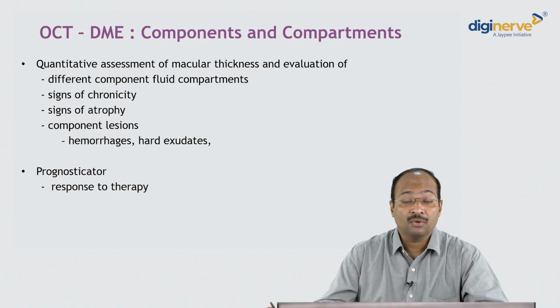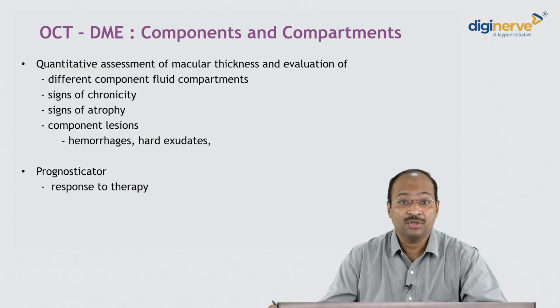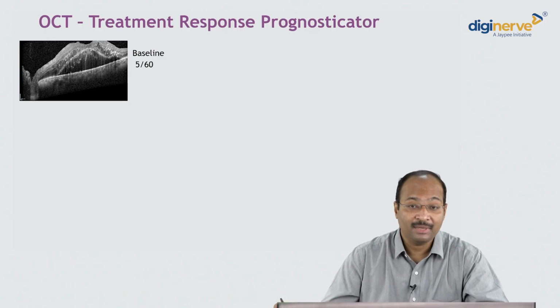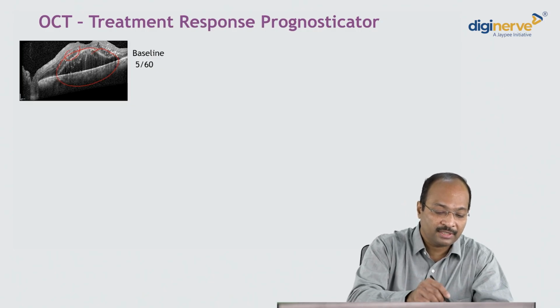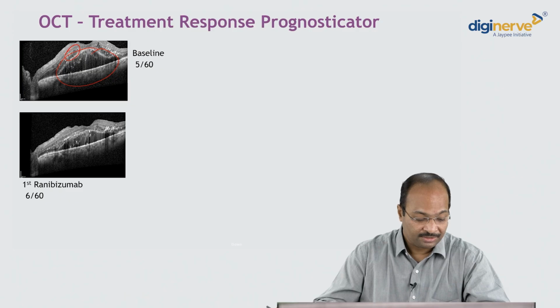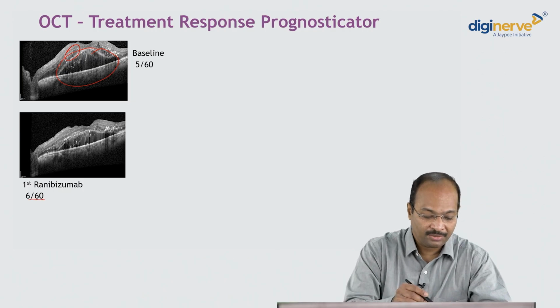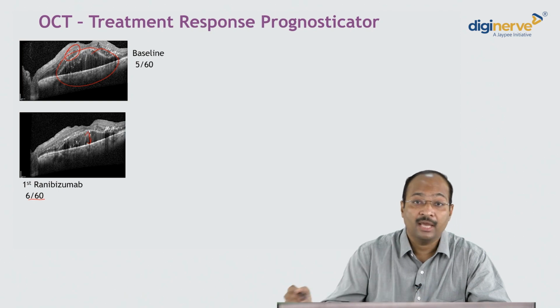Moving on, OCT is also very useful as a prognosticator and to help us assess response to therapy. As you can see here in this patient's case, at baseline with the acuity of 5/60 and a large amount of subretinal fluid and some amount of intraretinal fluid, this patient received the first dose of ranibizumab anti-VEGF injection. Vision improved slightly to 6/60 and you can notice a perceptible decrease in the subretinal fluid amount.